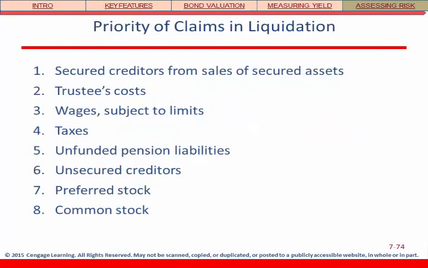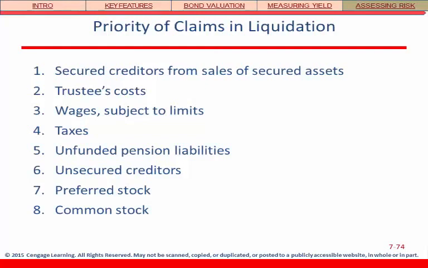All right, so let's say we do have to go to liquidation. Who gets priority over who else? It's important to remember that creditors usually get to go to the front of the line, and that common shareholders usually go to the back. But there's a lot of folks that line up in between. So number one is going to be your secured creditors from sales of secured assets.